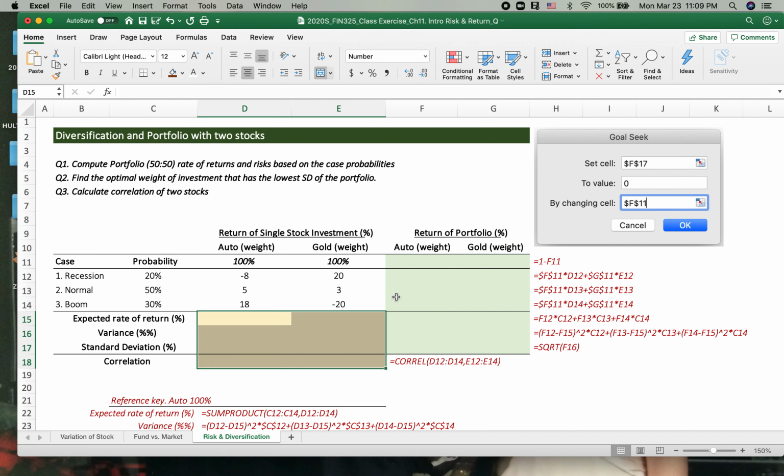Hello students, this video clip will be reviewing the diversification of portfolio with two stocks. Question number 1. Compute portfolio 50% and 50% rate of returns and risk based on the case probabilities.